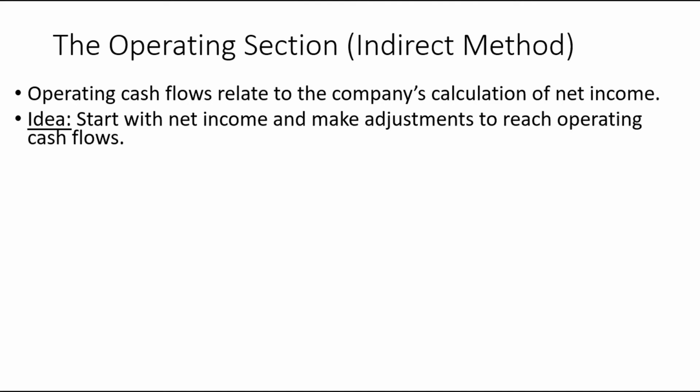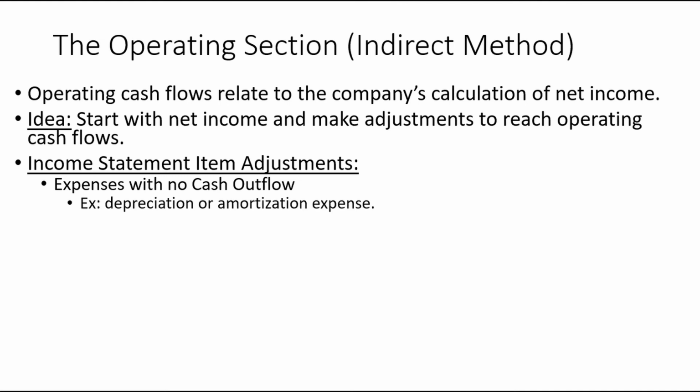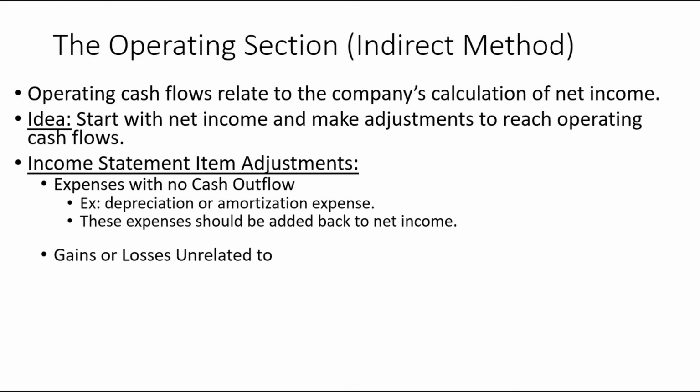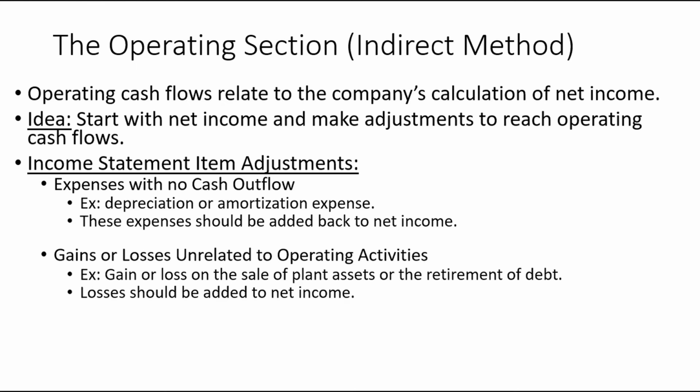The first type is for a few specific income statement related items. We must first adjust for expenses with no cash outflow. Examples include depreciation or amortization expense. These expenses should be added back to net income on the statement of cash flows. The second type of income statement item adjustment is for a few specified gains and losses that do affect cash but are not related to operating activities. These include things like the gain or loss on the sale of plant assets or the retirement of debt. Losses should be added back to net income and gains should be subtracted from net income.